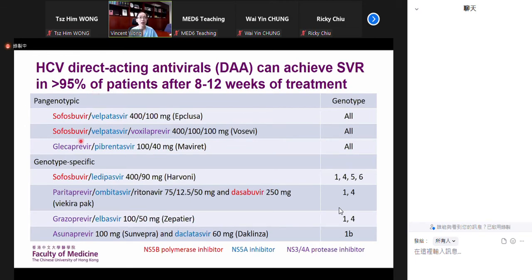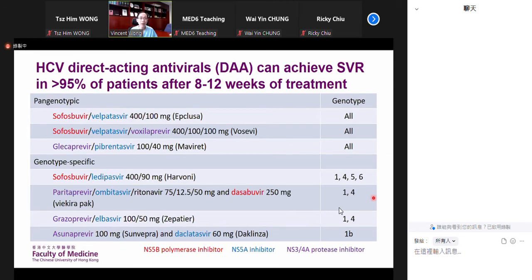Now, the HCV drugs can be divided into pan-genotypic, meaning that you can treat all the viral genotypes, or some may be genotype-specific, meaning that the drugs are active against some genotypes of HCV, but not all. And therefore, if you use the wrong drug to treat the wrong genotype, you are going to induce resistance without clearing the virus.